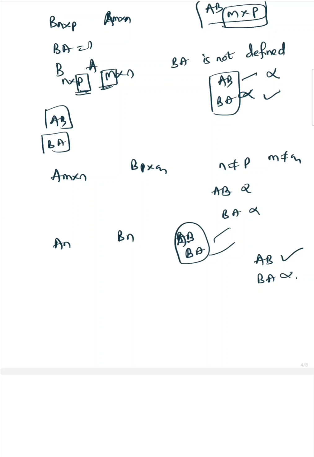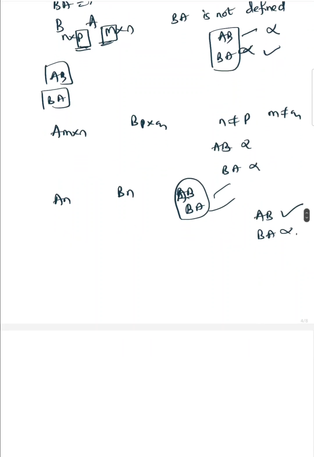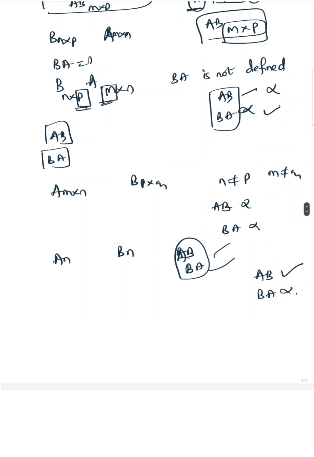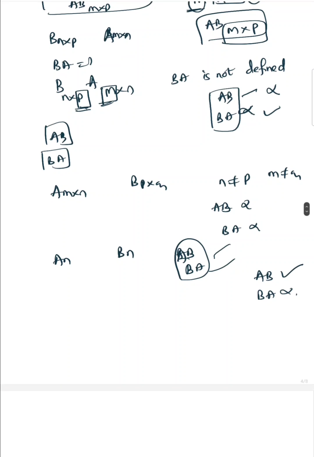So in order to carry out the product of two matrices, the number of columns of the first matrix must be equal to the number of rows of the second matrix. In that case only can we multiply the first matrix with the second matrix. And what is the order of the obtained matrix? A is of order m by n and B is of order n by p. Then the product matrix has the number of rows of the first matrix and the number of columns of the second matrix. So this is about the order of the product matrix.